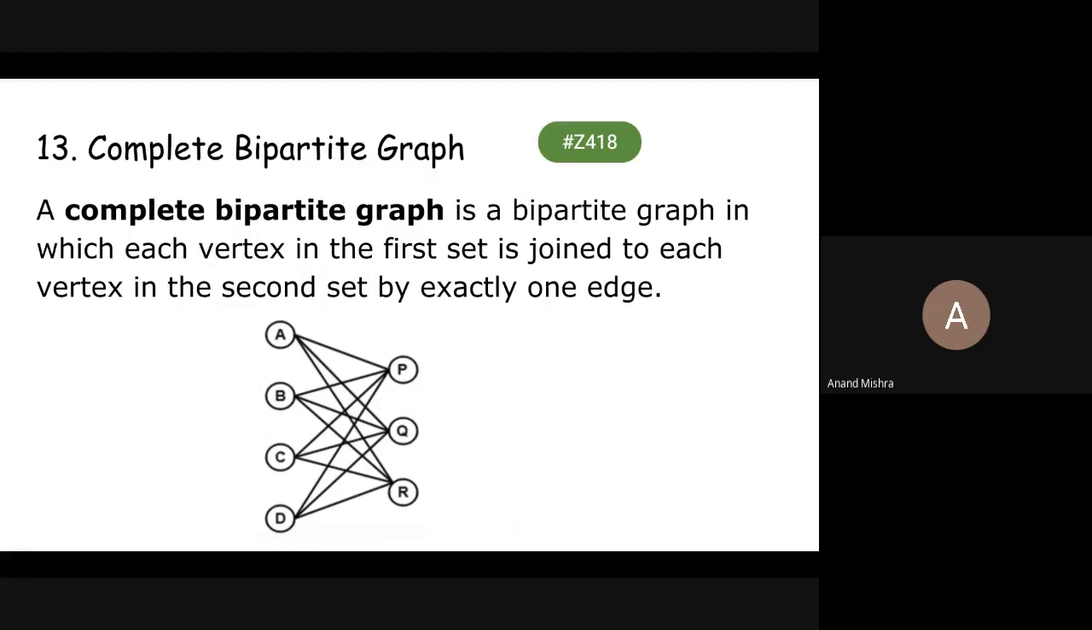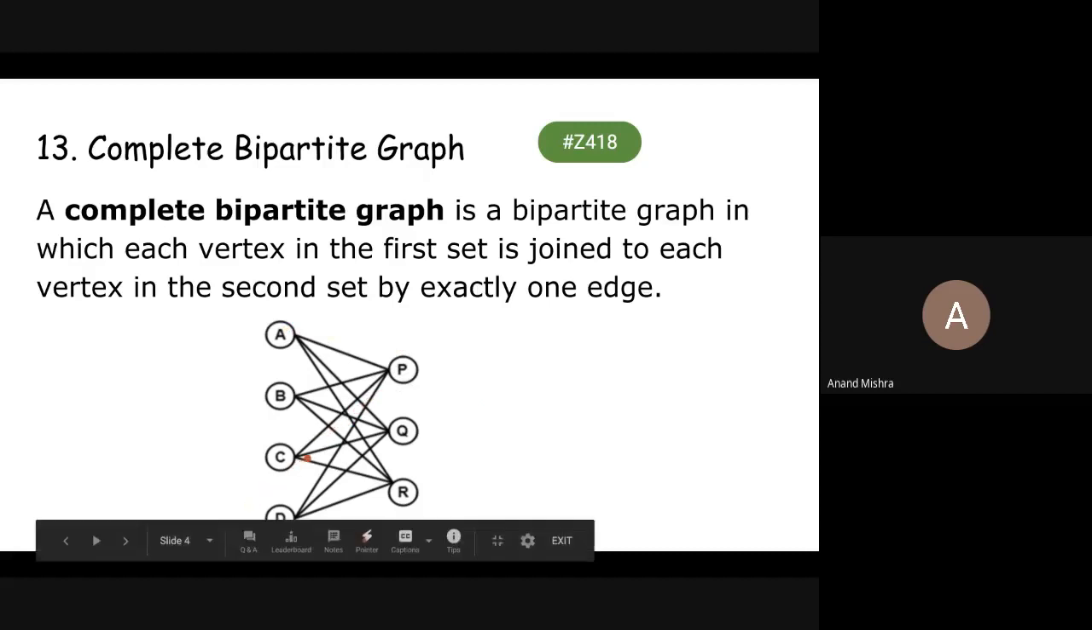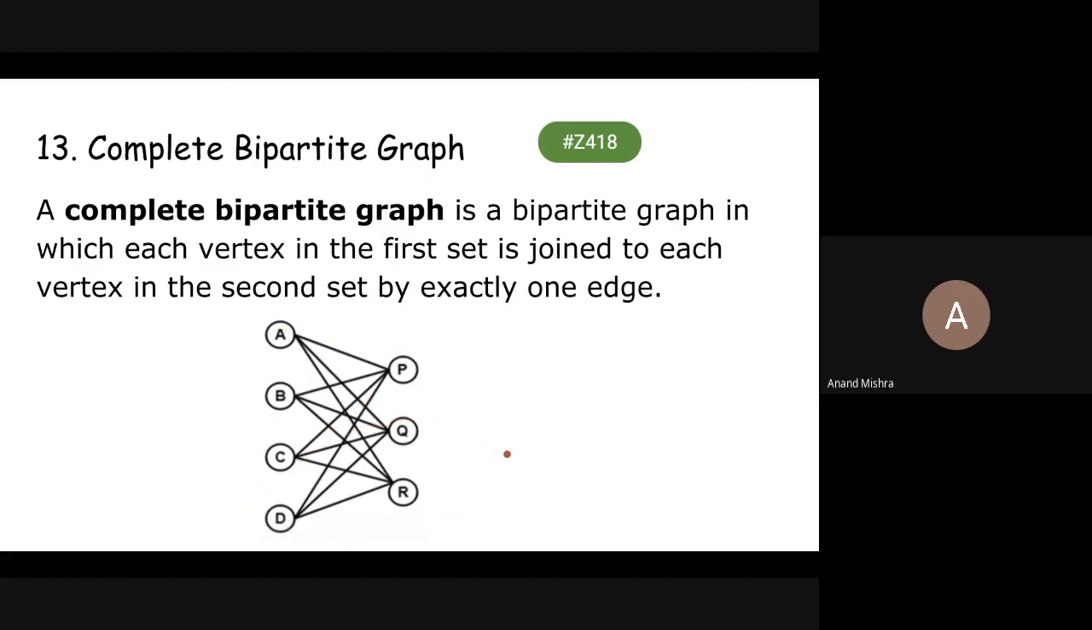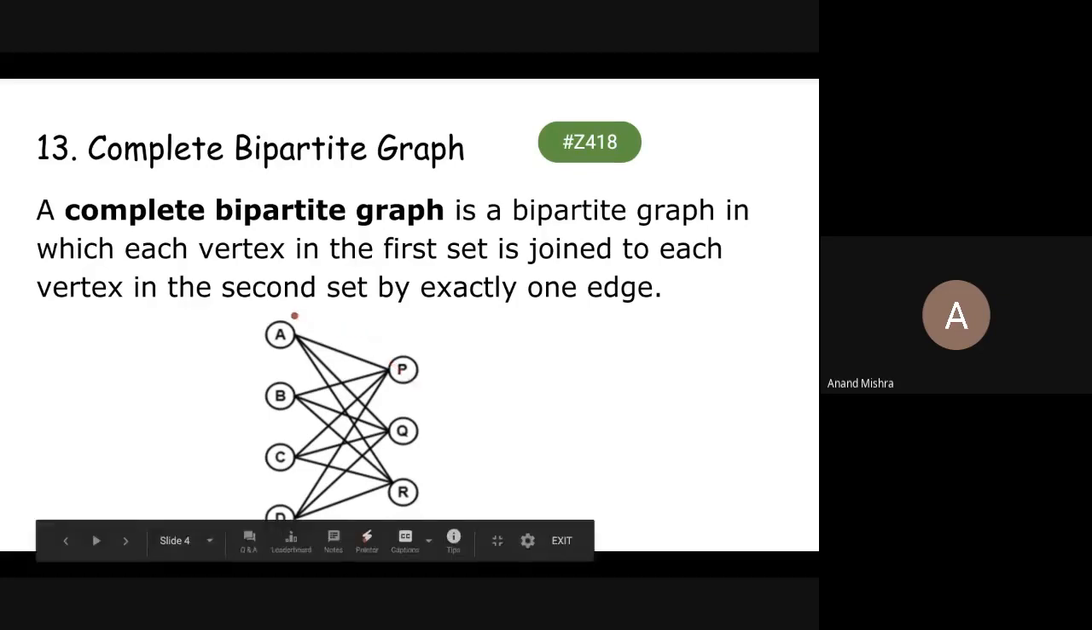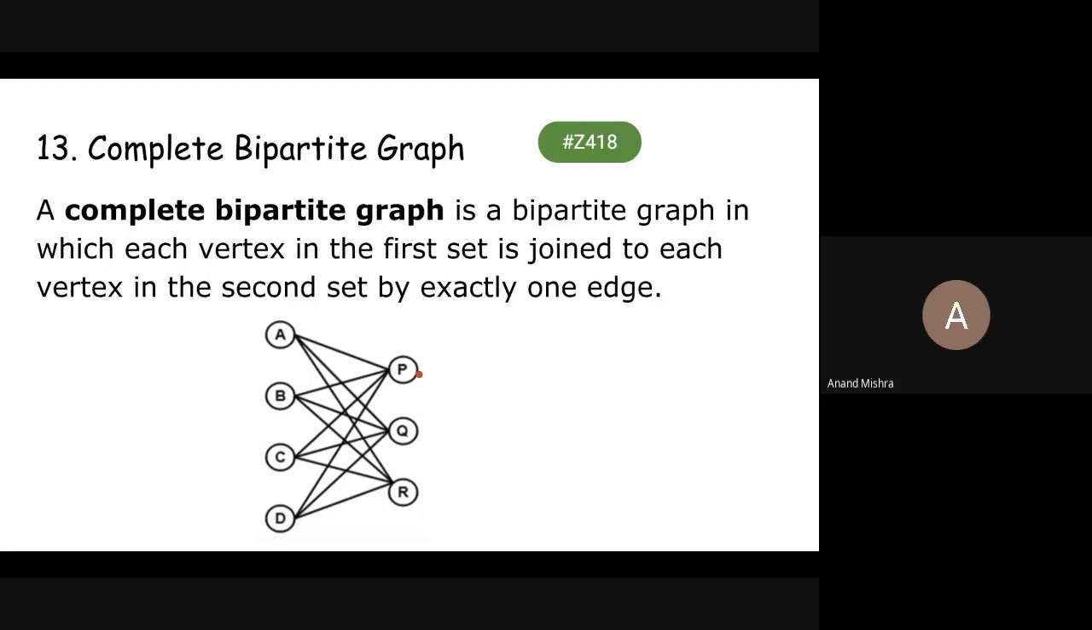What is a complete bipartite graph? A complete bipartite graph is a bipartite graph in which each vertex in the first set is joined to each vertex in the second set by exactly one edge. So it's like fully connected. Question: if I have, let's say, m nodes in set 1 and n nodes in set 2, how many edges will there be in total in my complete bipartite graph? mn, correct. So that is mn.